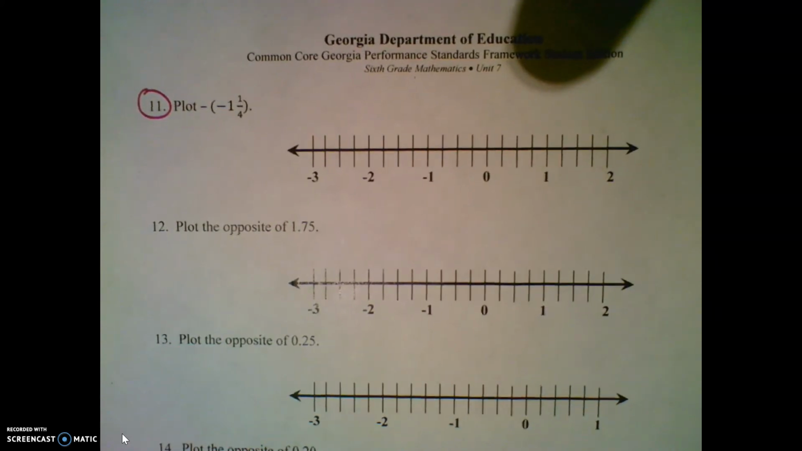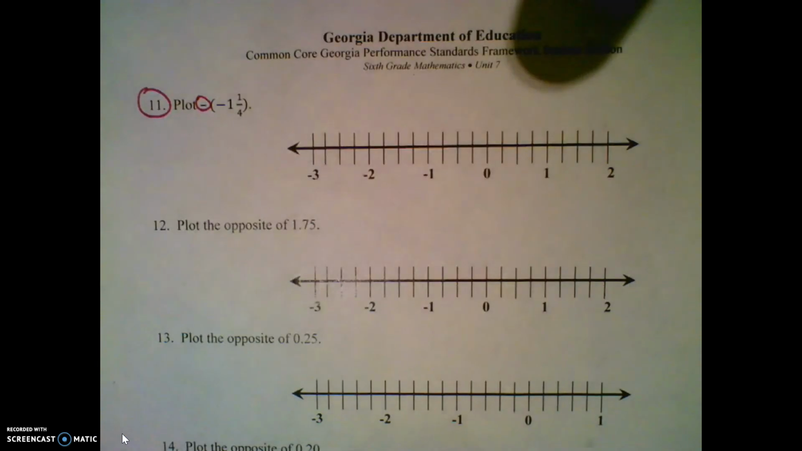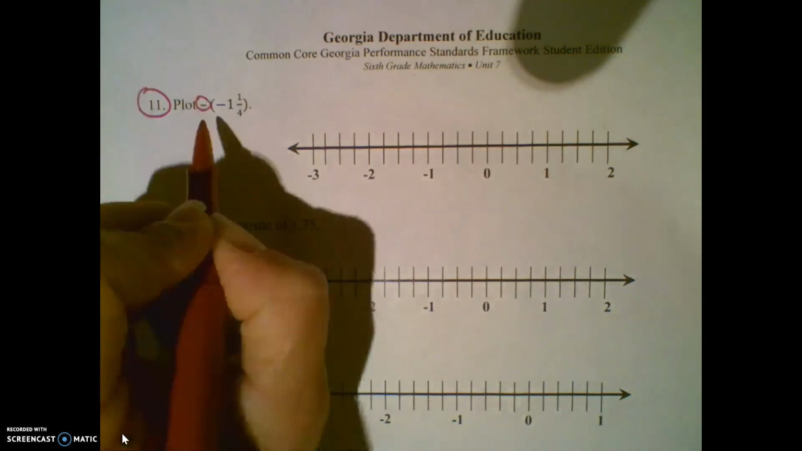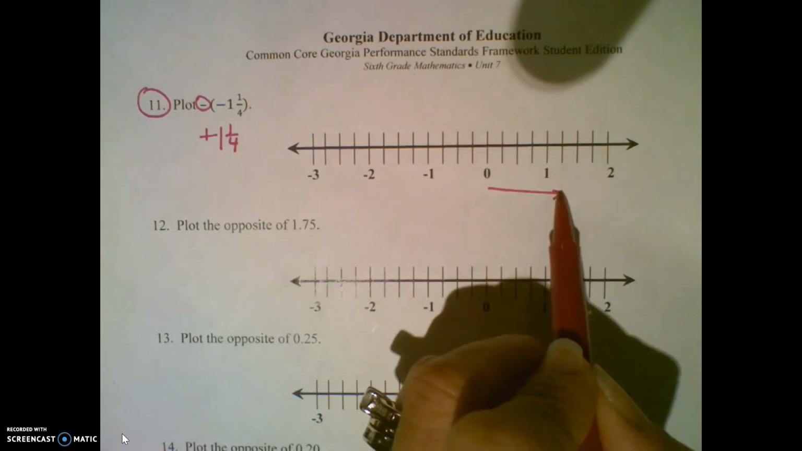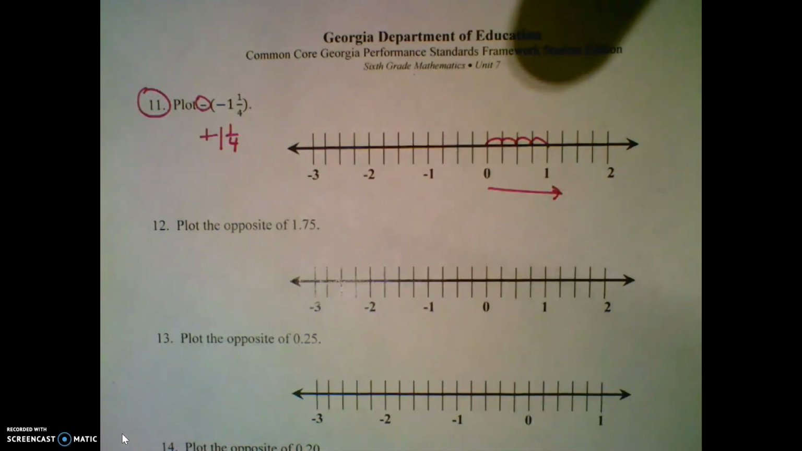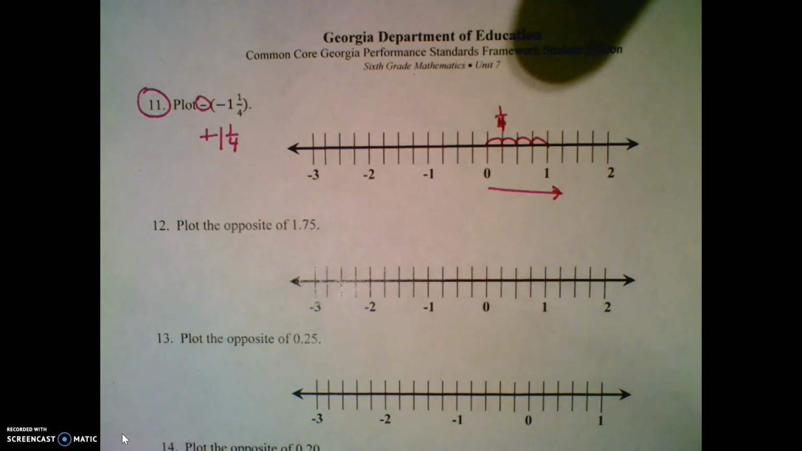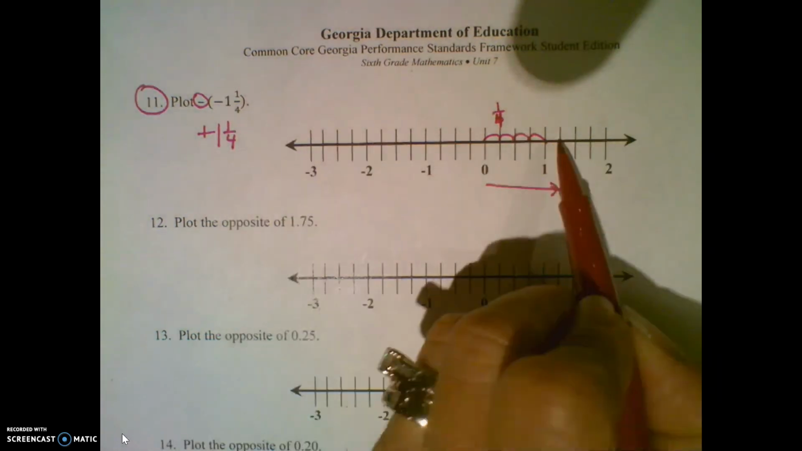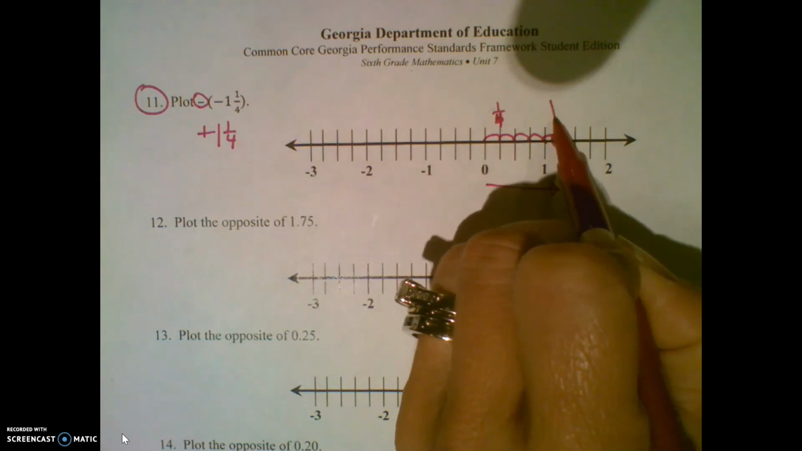Number 11 here on the third page, we're simply plotting whatever you're told to plot. Remember this negative out here means opposite. So what I'm plotting is the opposite of negative 1 and 1/4, which is positive 1 and 1/4. That means starting at 0, I'm going to move in the positive direction to plot this point. First of all, there are 1, 2, 3, 4 spaces between 0 and 1, which means each of these spaces represents 1/4 of the space between 0 and 1. So I want to go 1 and 1/4. That means I go to 1 and then an additional 1/4, and here is where I would plot 1 and 1/4.